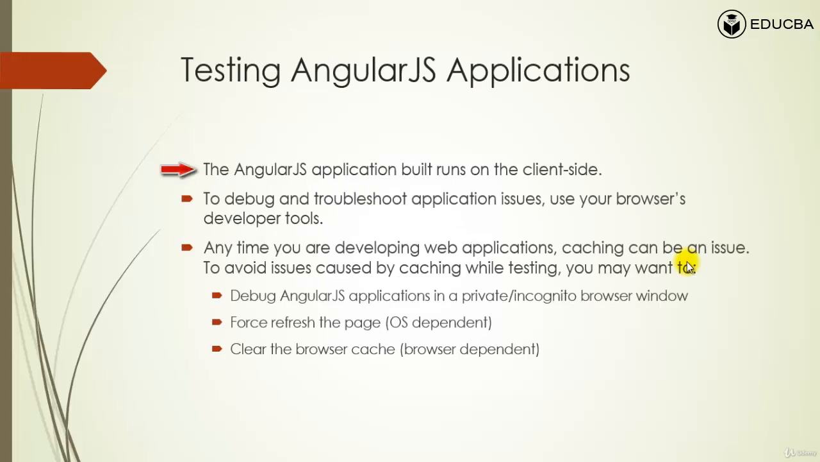The AngularJS application built will run obviously on the client side. Now, to debug and troubleshoot the application issues, we use the browser's developer tools. Generally, if you ask any UI developer how they debug the code, they say the browser's console. That's where you find brief information about what's going on and what's not.